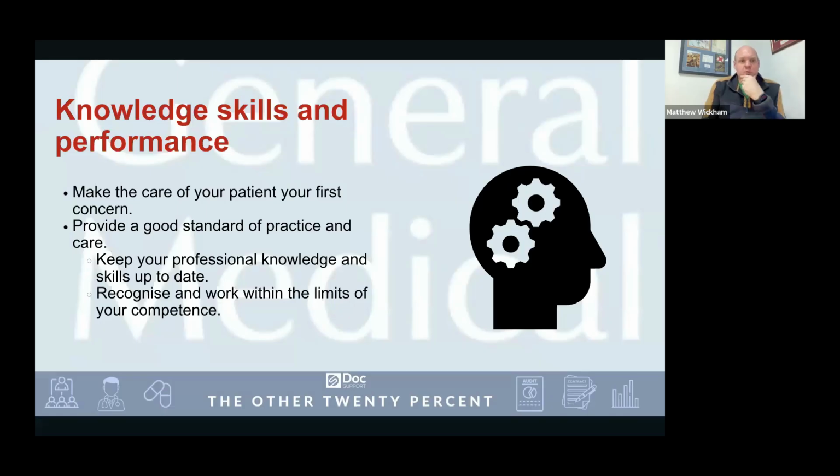Again, knowledge, skills, and performance. Make the care of your patient your first concern and provide a good standard of practice and care, keep your professional knowledge and skills up to date, and recognize and work within the limits of your competence. And this is key. For example, I am not minor surgery trained. If I went out to do a minor surgery course, then that's fine. But what I would expect is then I need to maintain those skills, and I need to reflect that in my portfolio, for example.